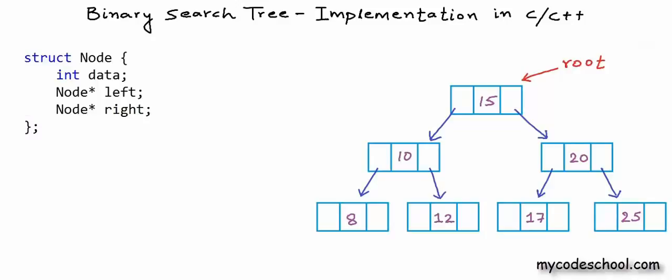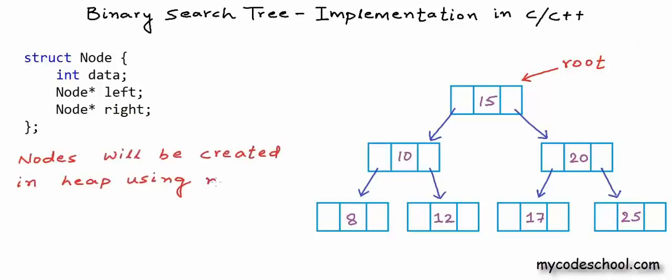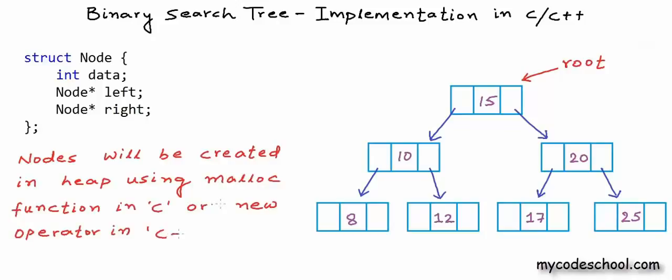Remember, in doubly linked list also each node had 2 links, one to previous node and another to next node, but doubly linked list was a linear arrangement. This definition of node is for a binary tree. We could also name this something like BST node, but node is also fine. Let's go with node. Now in our implementation, just like linked list, all the nodes will be created in dynamic memory or heap section of application's memory using malloc function in C or new operator in C++.